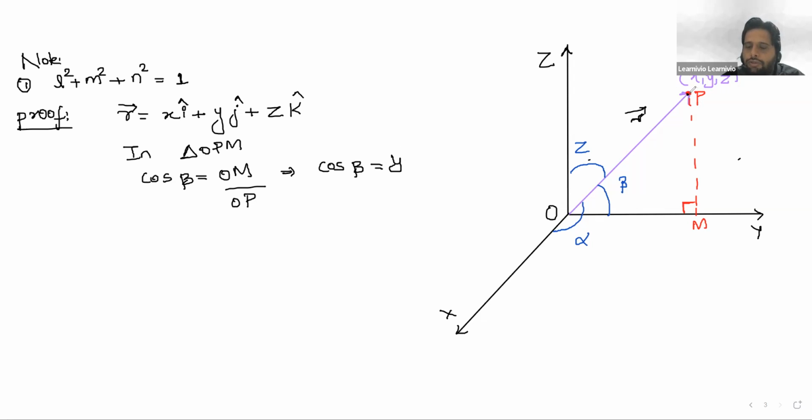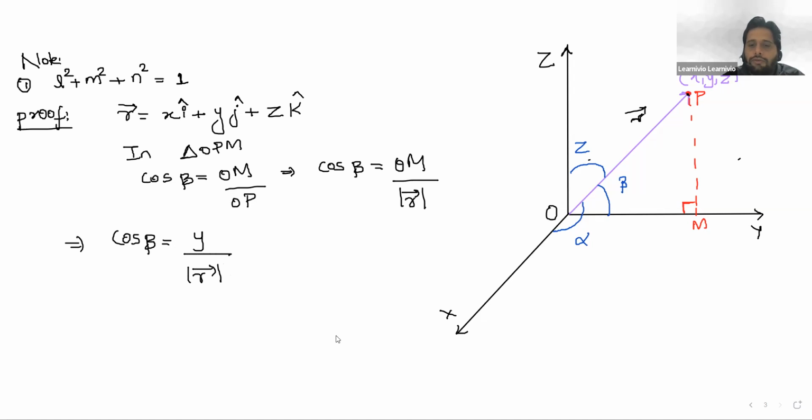Is it clear to everyone? This coordinate is y. Cos beta is equal to OM by OP. OP is your vector r, so we will take its magnitude r. What is OM here? This point, this is y. So cos beta is y by magnitude of r.